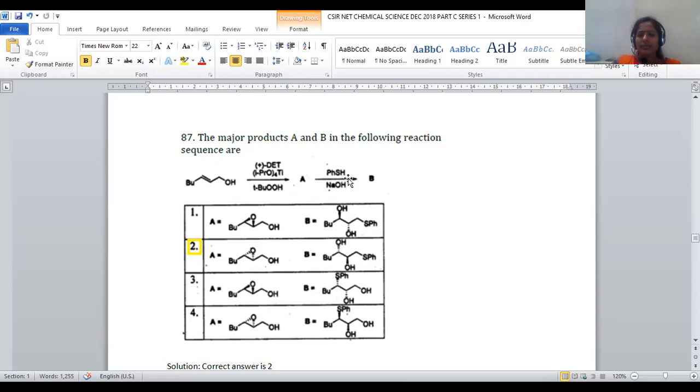Now we have to treat what is this? PhSH stands for, if OH is there, that is called a phenol, and this is called thiophenol. Because the sulfur is there, it is denoted with thio. It is said to be a thiophenol. When thiophenol was added, what will be the product we have to predict? In order to get this, let us move into its mechanism.